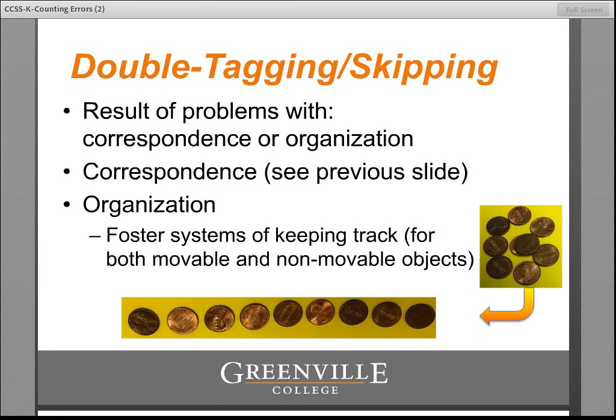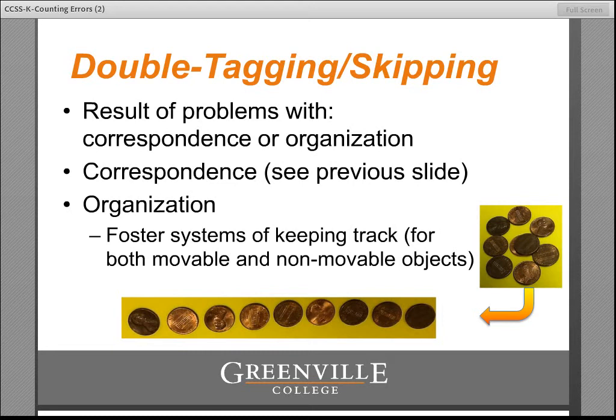Double tagging and skipping are another type of correspondence problem. Double tagging is touching the same object more than once, and skipping is not counting the object at all. And so obviously these can both lead to inaccurate counts. Although I actually remember one time watching a child count a group of objects, and she double tagged one object and skipped another and ended up with an accurate total. So that's a prime example of how a correct answer doesn't always tell you the whole story.